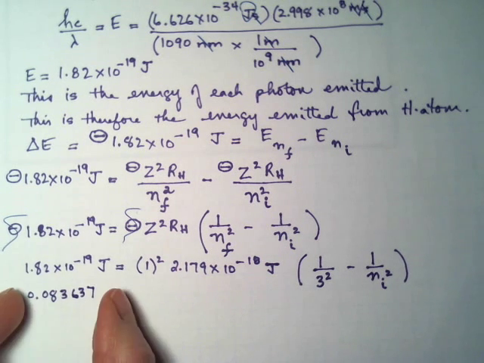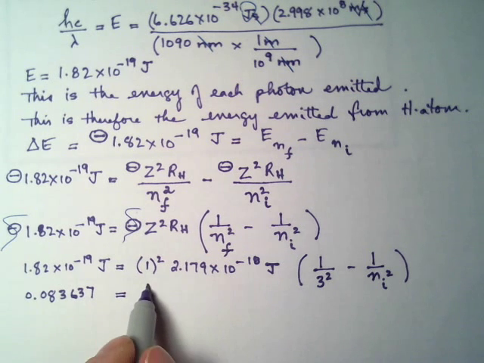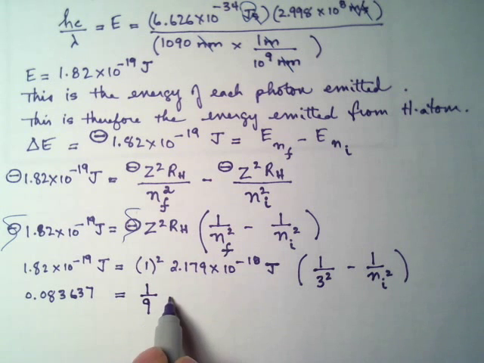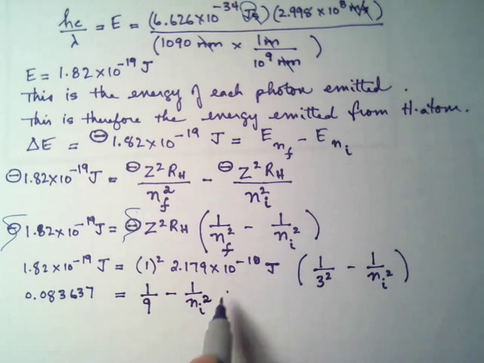And when that comes over here, you see it's joules divided by joules, so those units are canceled, and that is equal to 1 over 9 (since 3 squared is 9), minus 1 over n initial squared. Okay? Everyone still with us? So remember, that's my unknown. Now don't do anything silly here. It's just a simple fraction, and you don't need to think about how to solve that fraction.